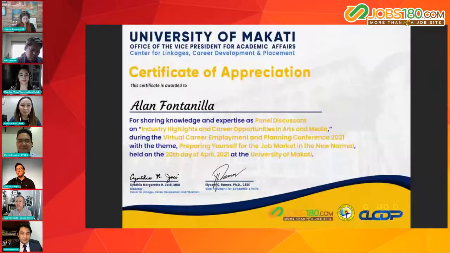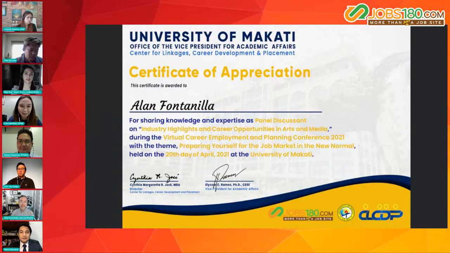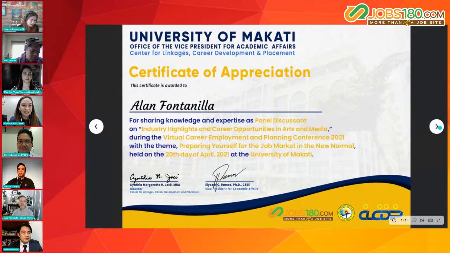So, may we present the certificate for our panel speakers? All of you will be receiving this certificate of appreciation coming from the University of Makati Office of the Vice President for Academic Affairs, Center for Linkages and Career Development and Placement. Certificate is awarded to Mr. Alan Fontanilla.